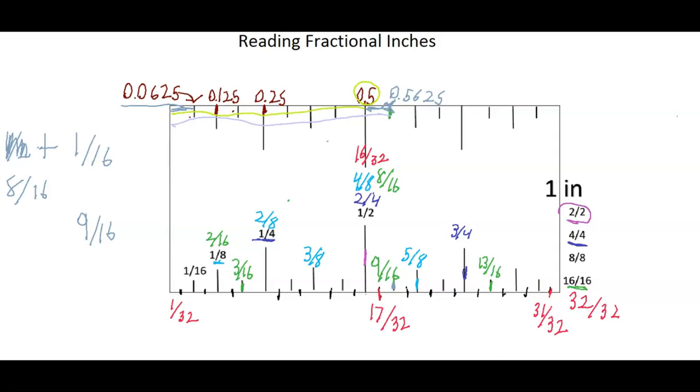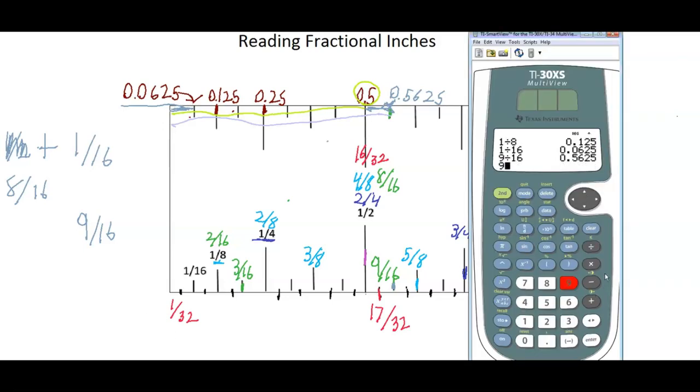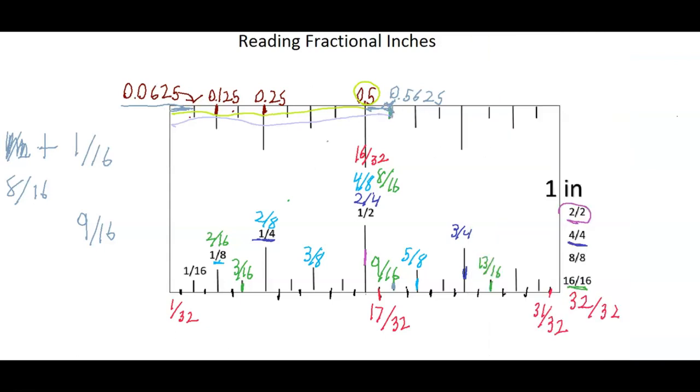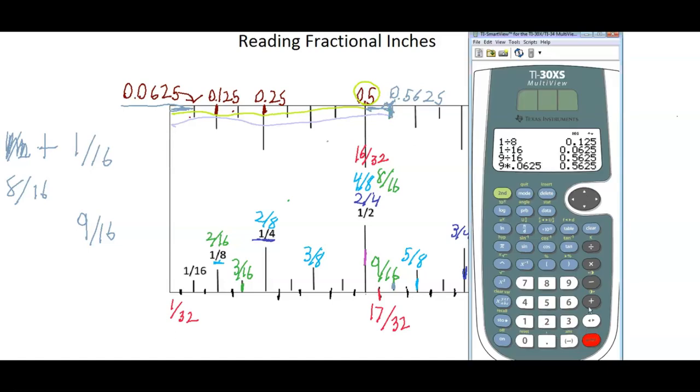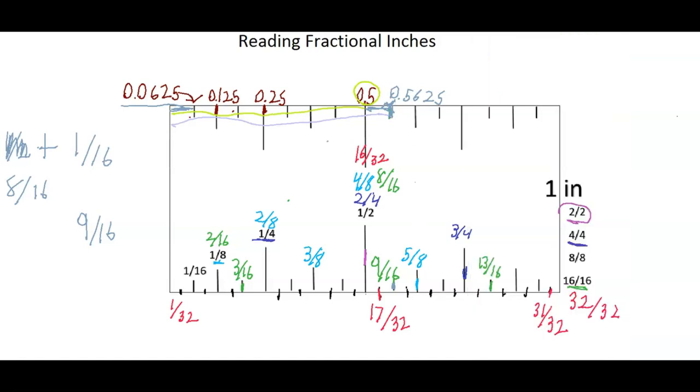And there's one more way I could think of it. I could think of it as, well, there was 9 of these. There was 9 of this 0.0625. So I could type that on my calculator. I could say 9 times 0.0625. And if math really always works, then this times 9, if there's 9 of them, will end up being here. And let's see if we're right. Let's hit enter. And yeah. And that's how reading a ruler and reading fractional inches work.